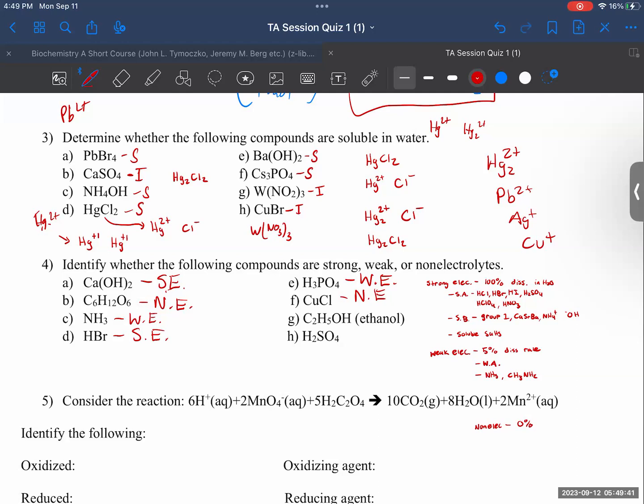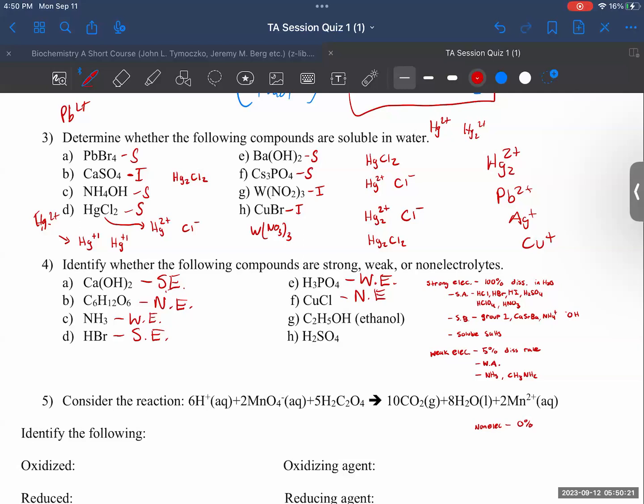Ethanol is next. What are we thinking, guys? Raise your hand if you think it's a strong electrolyte. Raise your hand if you think it's a non-electrolyte. Raise your hand if you think it's a weak electrolyte. All right, we're going to try this again. I only saw 3 hands. Is it strong? Weak? Oh, wait, no. Okay, non-electrolyte. It's a non-electrolyte.